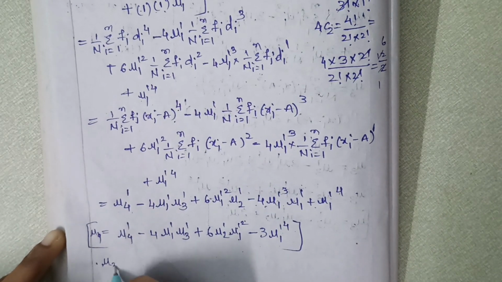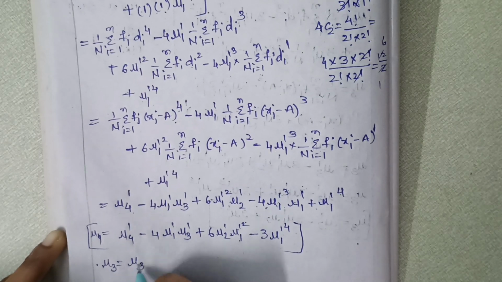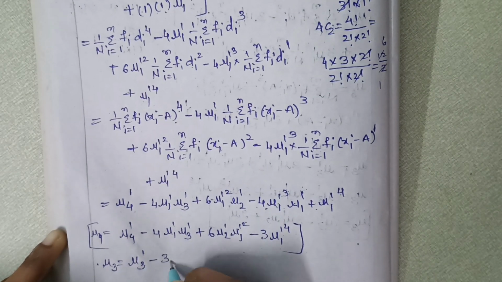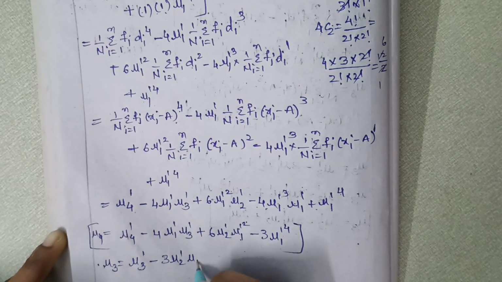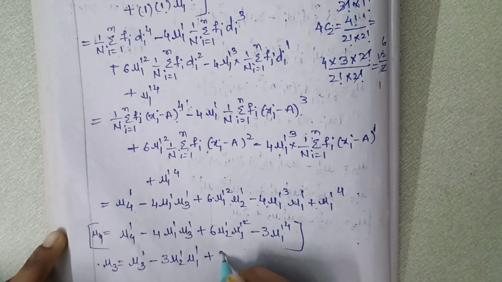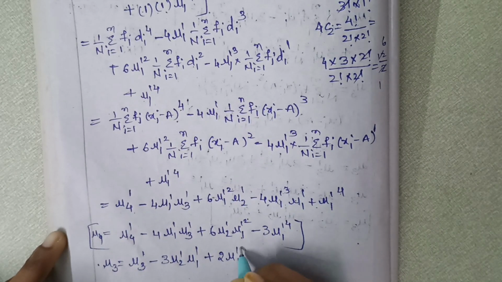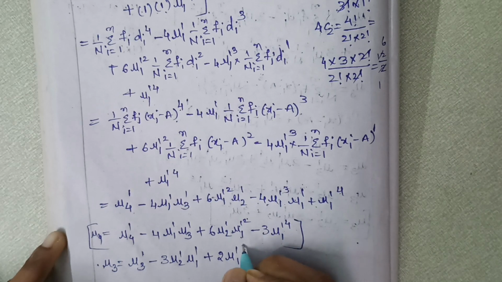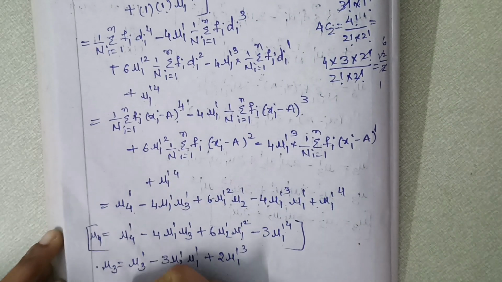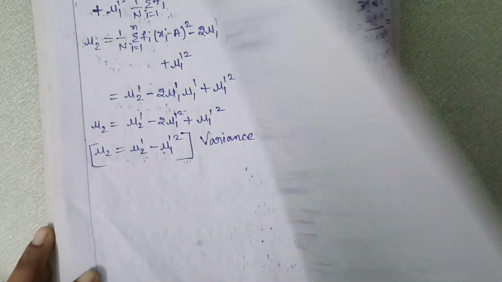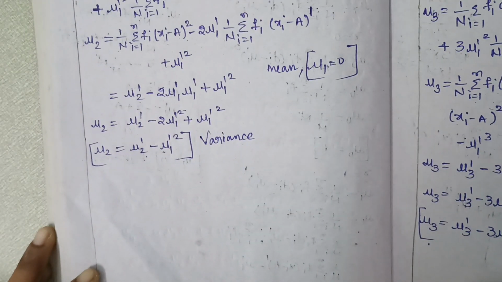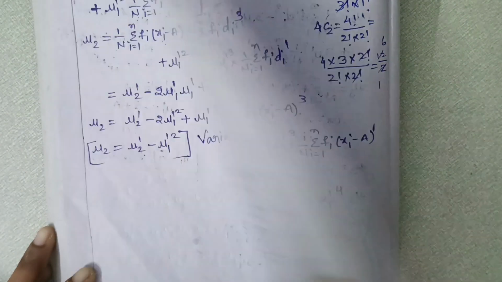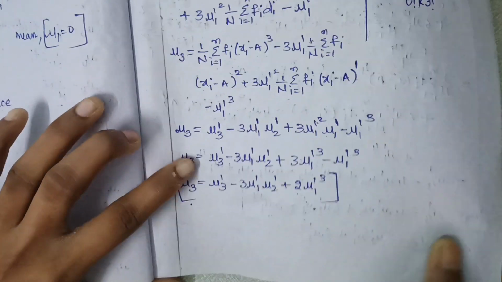And μ3 is equal to μ3' minus 3 μ2' μ1' plus 2 μ1'^3.